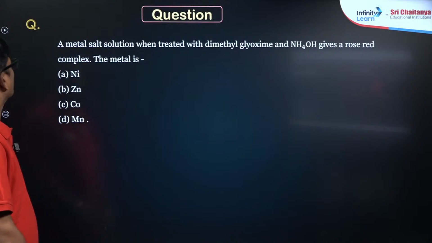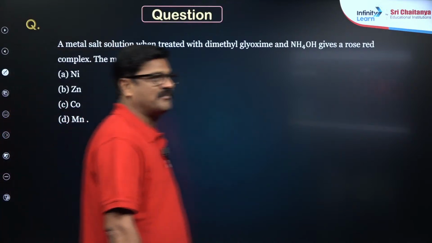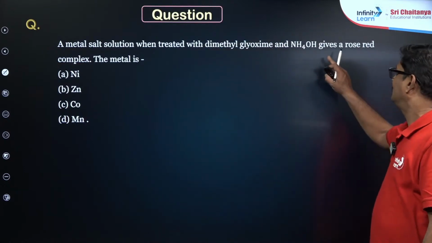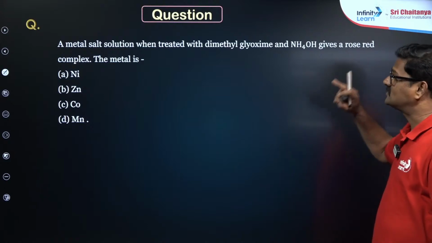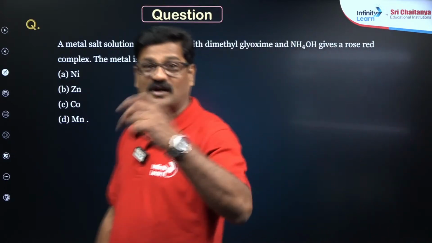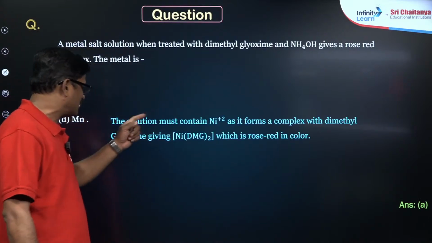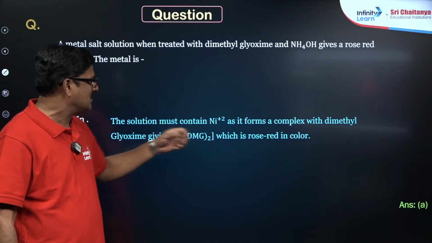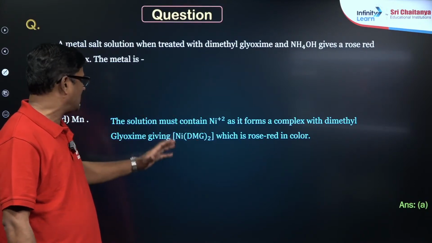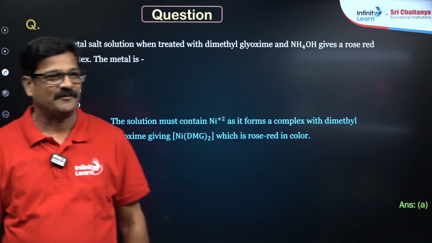A metal salt when treated with dimethyl glyoxime and hydroxylamine gives a rose red color complex. So DMG complex, nickel confirmatory test. The solution must contain nickel 2 plus because it forms a rosy red complex with dimethyl glyoxime, DMG. It's a confirmatory test, isn't it?